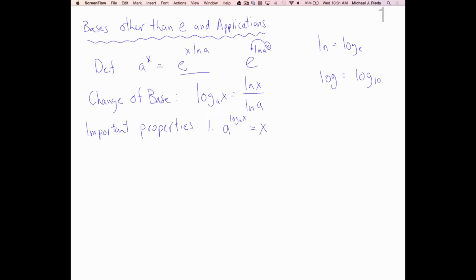If you take a constant and you raise it to log of the same base as that constant of something, you'll get that something. Which is a little ambiguous, but you see that that cancels with that and leaves you with just x.